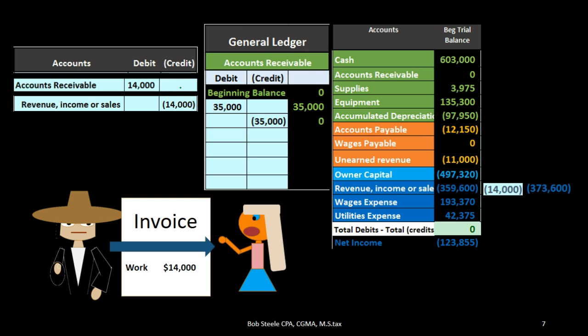We're going to post that out to the GL. What would that do to the GL? Debit to the GL, the general ledger for accounts receivable, going up by that 14. That would bring the balance up to 14, calculated in one of two ways. We can say it's 0, running balance was 0 before, plus a debit, bringing it up in the debit direction, or we can say the debits, 35 plus 14, minus the credits of 35, bring us to the 14. Same thing would happen to the accounts receivable up here.